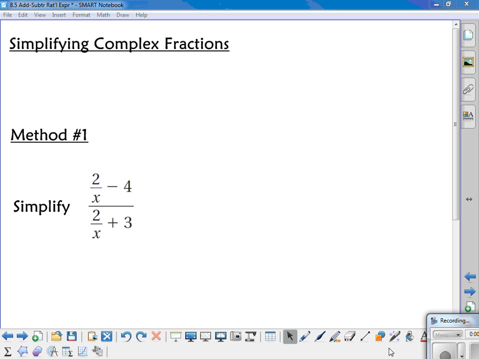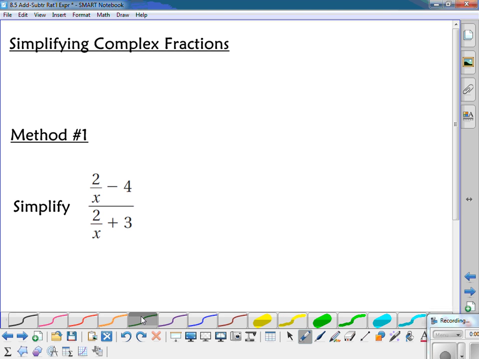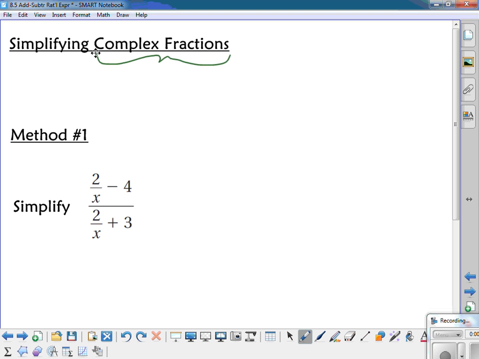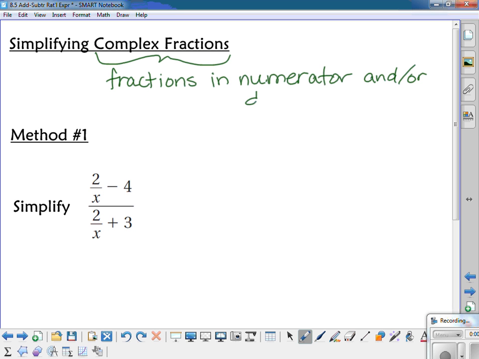All right, so today we are going to be simplifying complex fractions. So when I say complex fractions, I just mean that I have fractions in the numerator and/or the denominator. So there's two ways that we can simplify complex fractions.